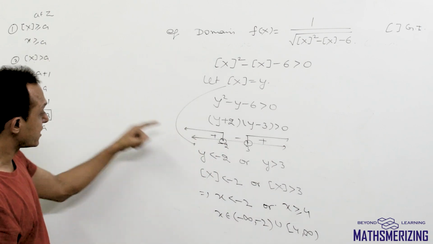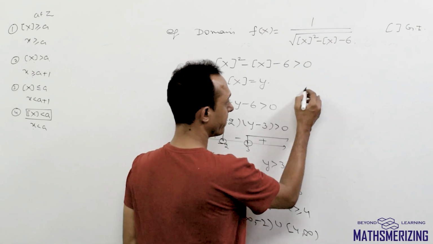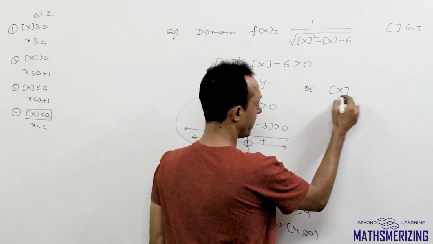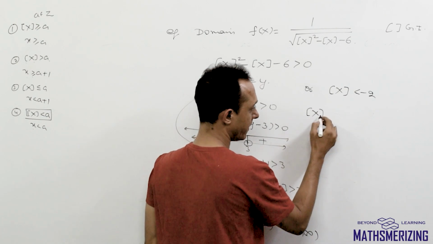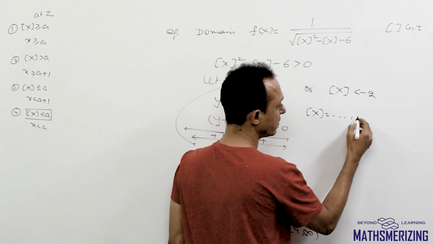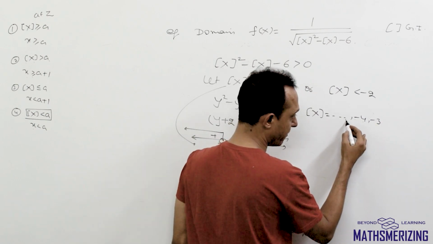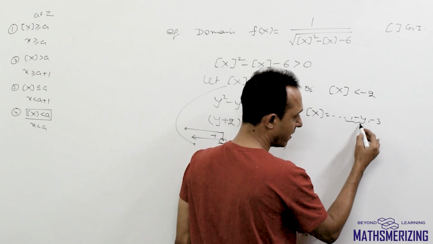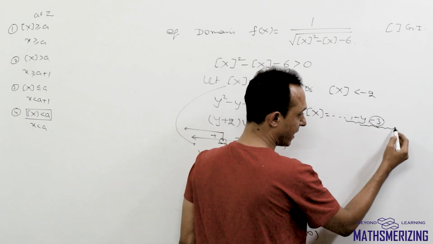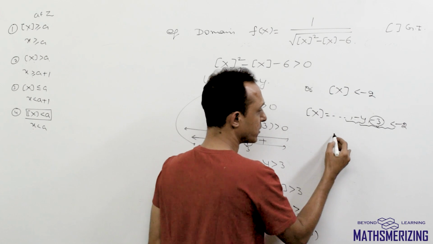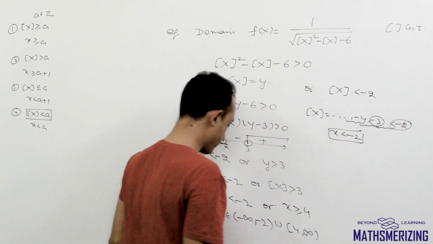So either we can solve the question directly using the formulas or I can solve it in a different way. So if I say greatest integer function of x is less than minus 2, what I know is the greatest integer function will take all the values minus 4, minus 3. It'll be minus 5 when it lies between minus 5 and minus 4. It'll be minus 4 when it lies between minus 4 and minus 3. It'll be minus 3 when it lies between minus 3 and minus 2. So from here I can say the value of x should be less than minus 2.